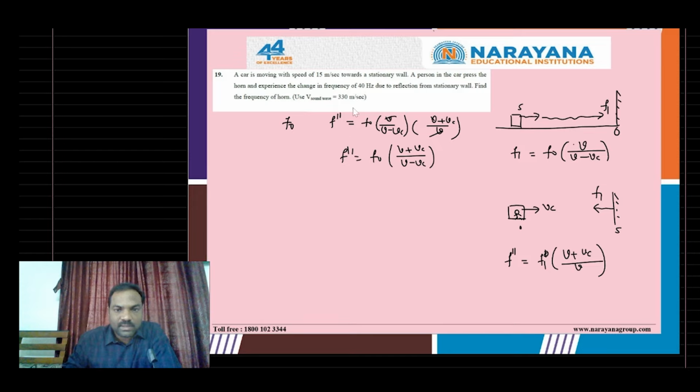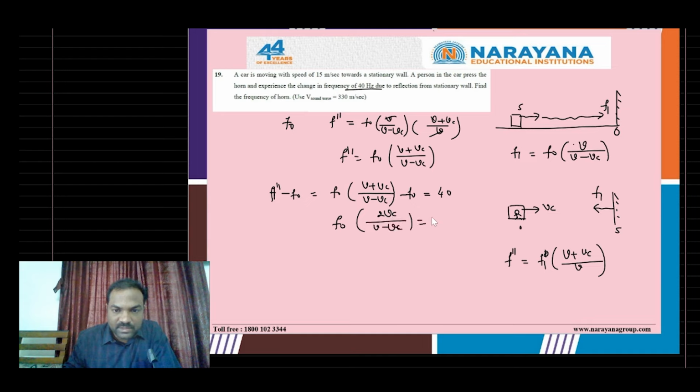Then they have given the change in frequency is 40, that means F double dash minus F0 is F0 into V plus Vc by V minus Vc minus F0 is equal to 40, as they have given. Then if I take F0 common, it is 2 Vc by V minus Vc.